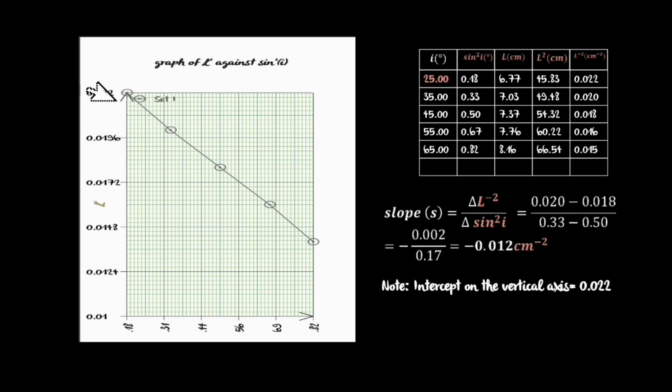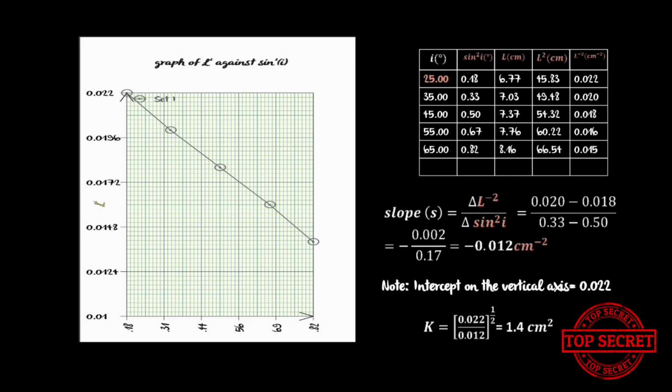Once we've gotten that, remember we are trying to evaluate k, which is equal to the intercept all over the slope, then all raised to the power of half. Once we've done that, the value of k is 1.4 centimeters square. You can see that value 1.4. That value 1.4 is close to the value of the refractive index of a glass block. So you can see how the value of the refractive index has helped us to perform this practical without even actually doing it.